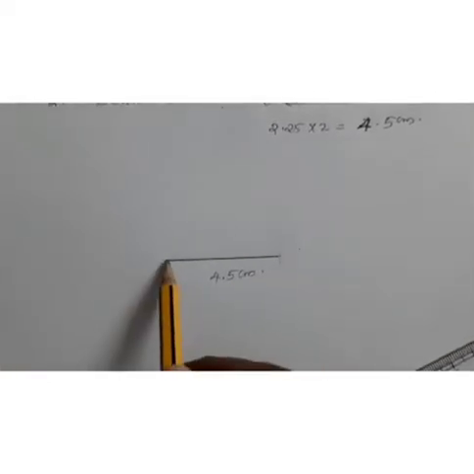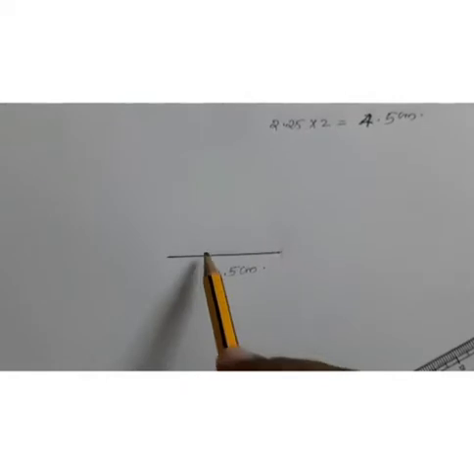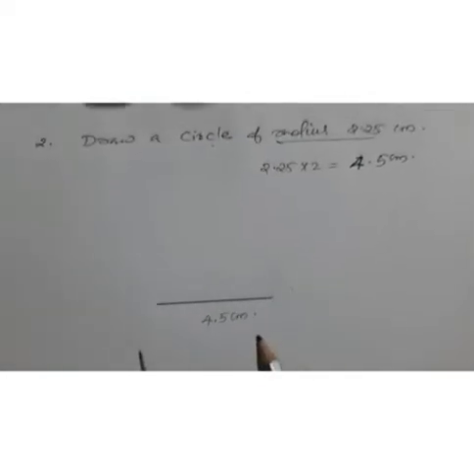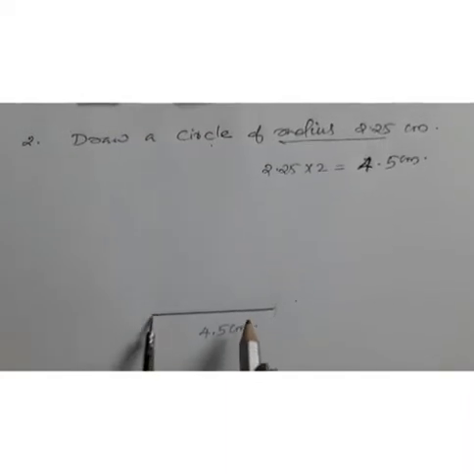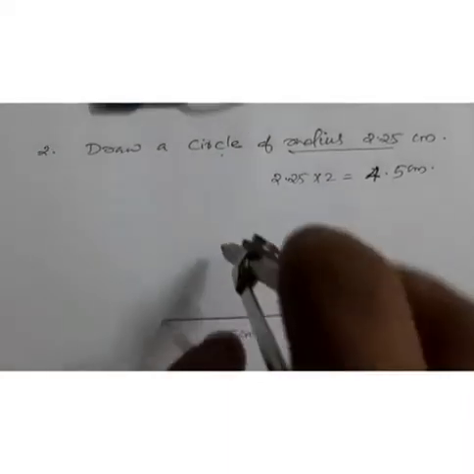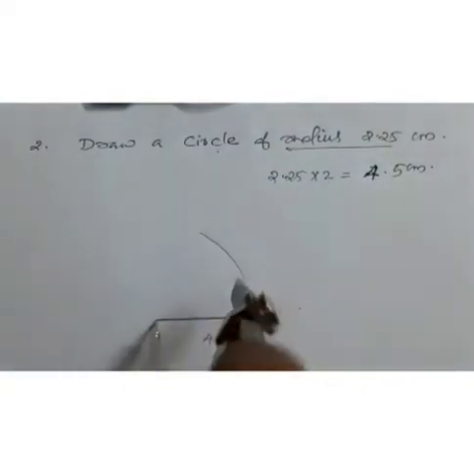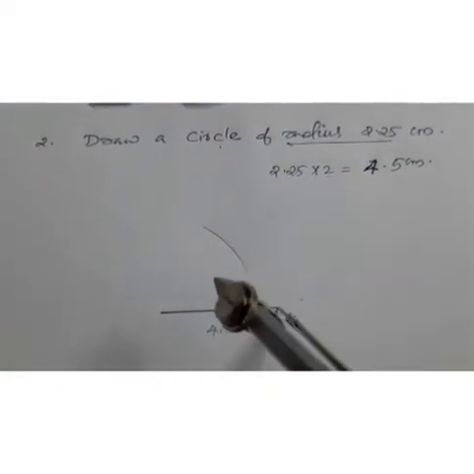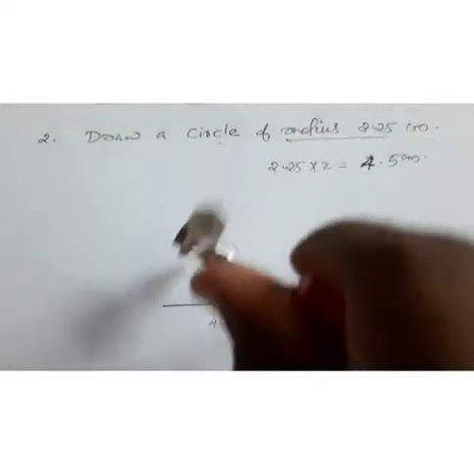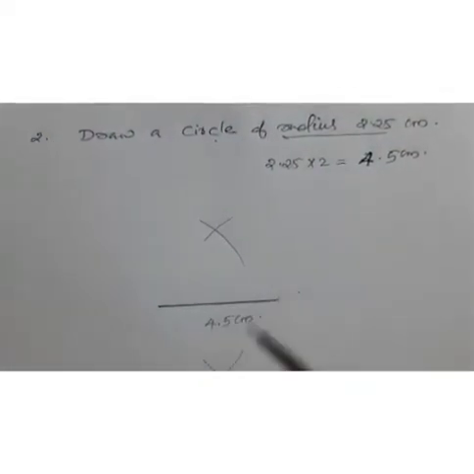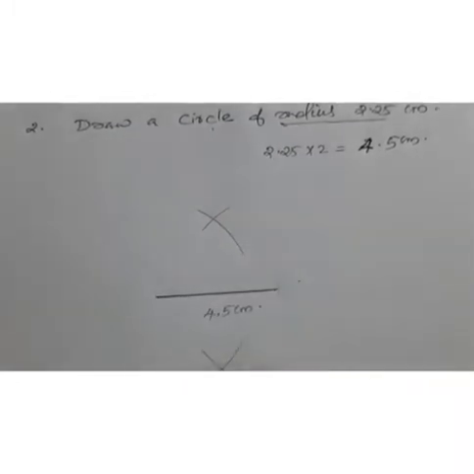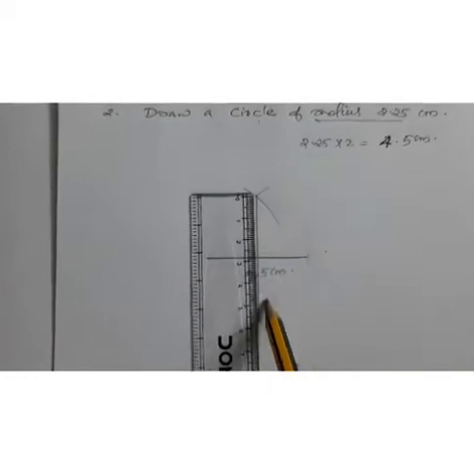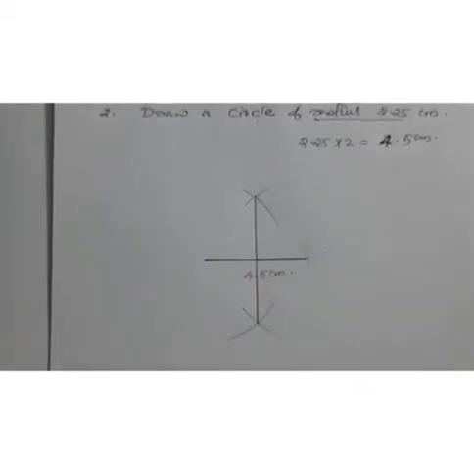Then what we have to do? We have to find out the bisector of this line. You know how to make the bisector. So take more than half, draw the arc on both sides. From both the ends you have to draw it. Then you have to join this line. So join this line. You get like this.